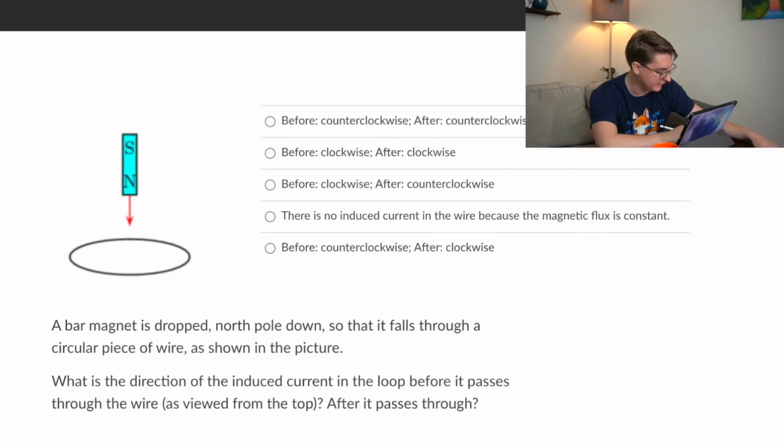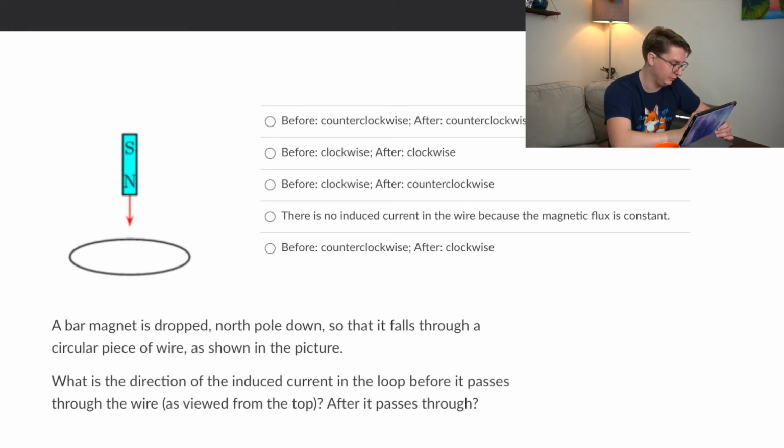Okay, let's keep going. It's been a while. We're still going, still feeling strong. We have something like four or five left. We got this. A bar magnet is dropped north pole down so it falls through a circular piece of wire as shown in the picture. What direction is the induced current in the loop before it passes through the wire?